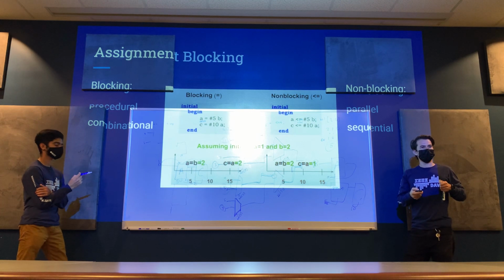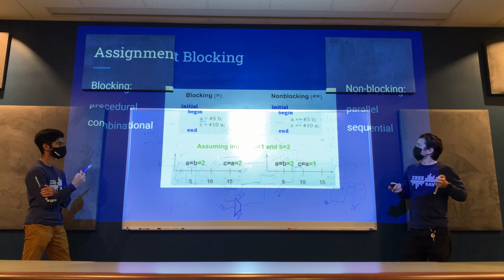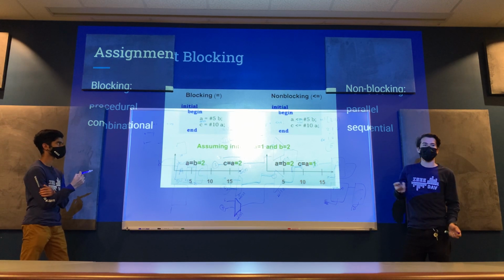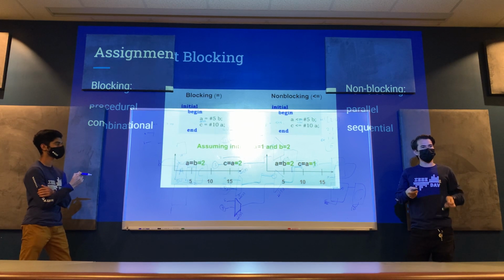If you switch the order of the statements, would it do the same thing? Yeah, because they're happening in parallel, so it wouldn't make any difference. Okay, so that's what helped me to figure out why C is still one. Right. Oh, that makes sense.